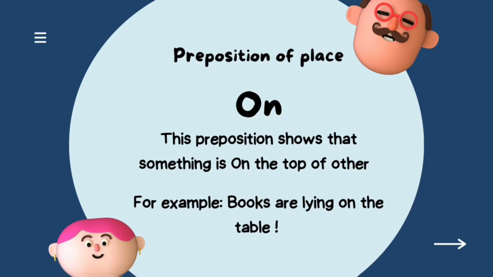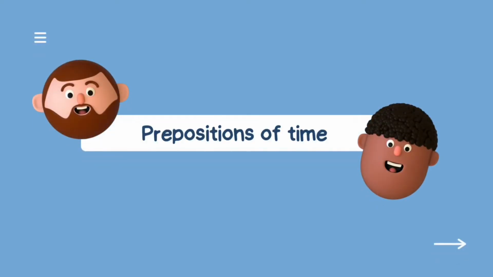So that's why we're just saying that 3 books are laying on the table. On. Let's get over through the prepositions of time, but they are same as before, and they are in, at, and on. But this time they are going to be used differently.